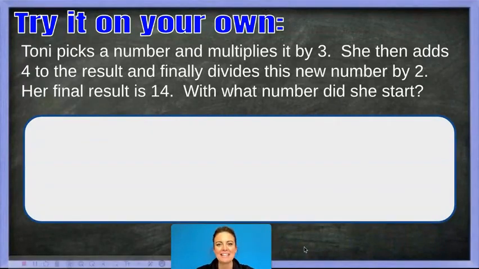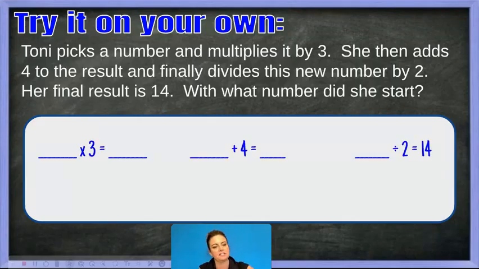All right, how did you guys do? Did you see that we have a series of events happening here? And for me, it says, what number did she start with? Right there, I know I don't know the start, but I know the finish. Let's go backwards. The first thing we do is write out the series of events that she did. So she multiplied something by 3, then she added 4, and she took that something and divided it by 2 to get the finish of 14, okay?